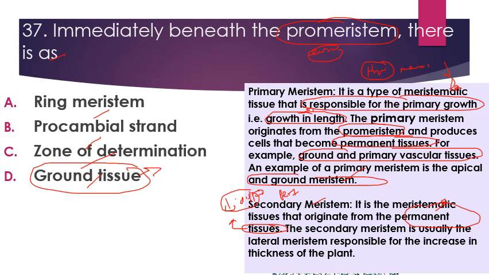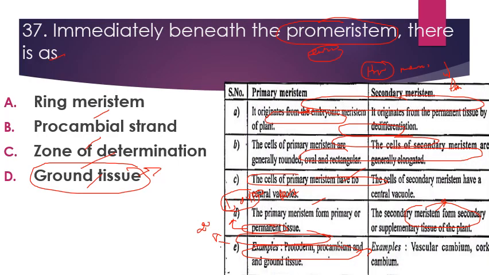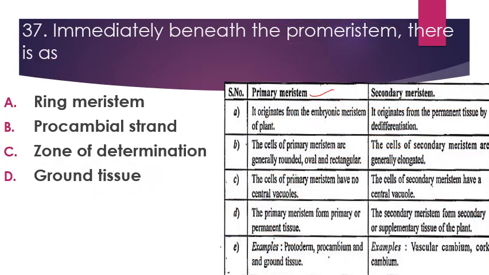That is called redifferentiation. So secondary meristem is usually lateral meristem that helps in secondary growth and is responsible for increase in thickness of the plant. So diameter को increase करता है, that is growth in girth. The next comes the difference between primary and secondary meristem. So primary meristem originates from embryonic meristem, while secondary meristem originates from permanent tissues by a dedifferentiation process.